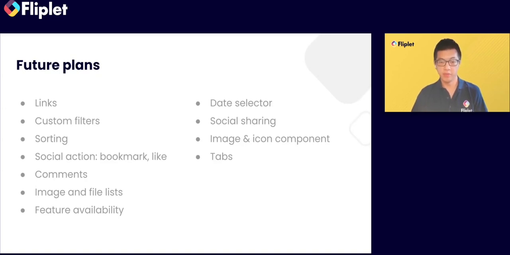Social actions such as bookmark and like will be added to allow users to personalize their data and interact with each entry. Comments will be added so you can allow users to add commenting and discussions to any data source you want. Image and file lists will be added to make a list of images and files associated with each entry and make them available to the users.